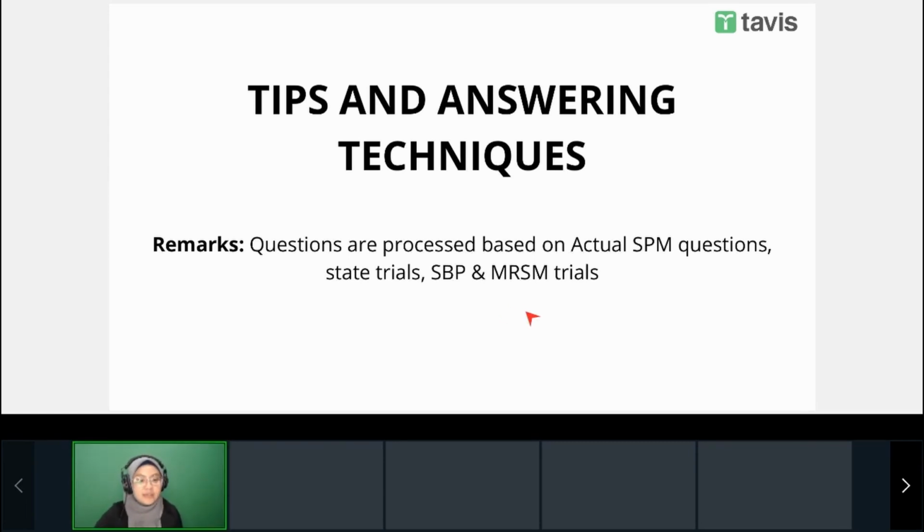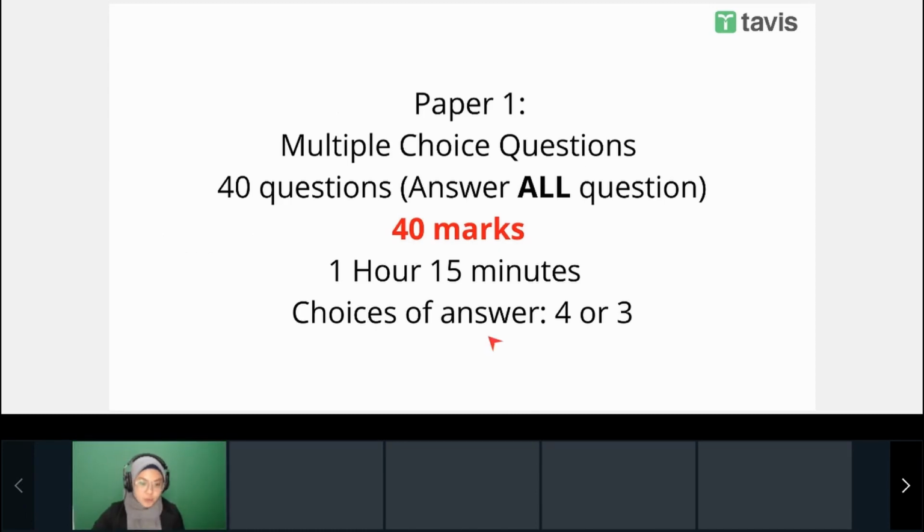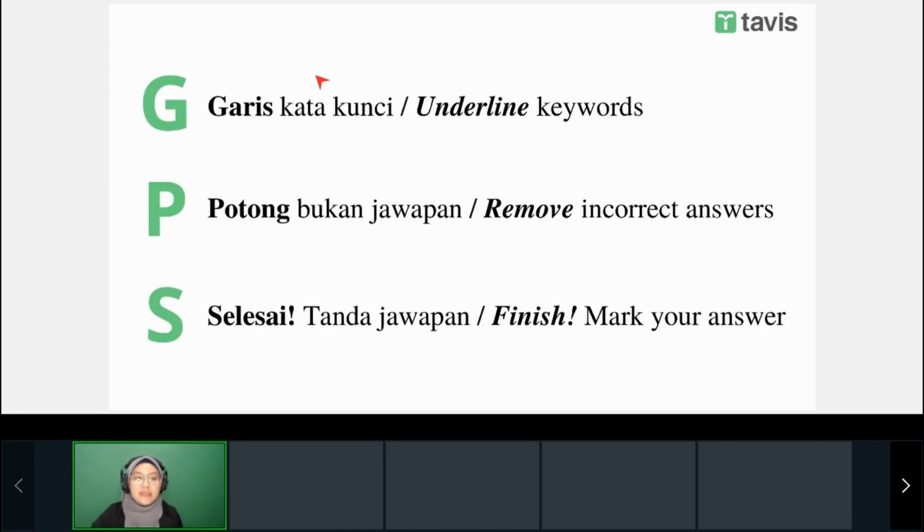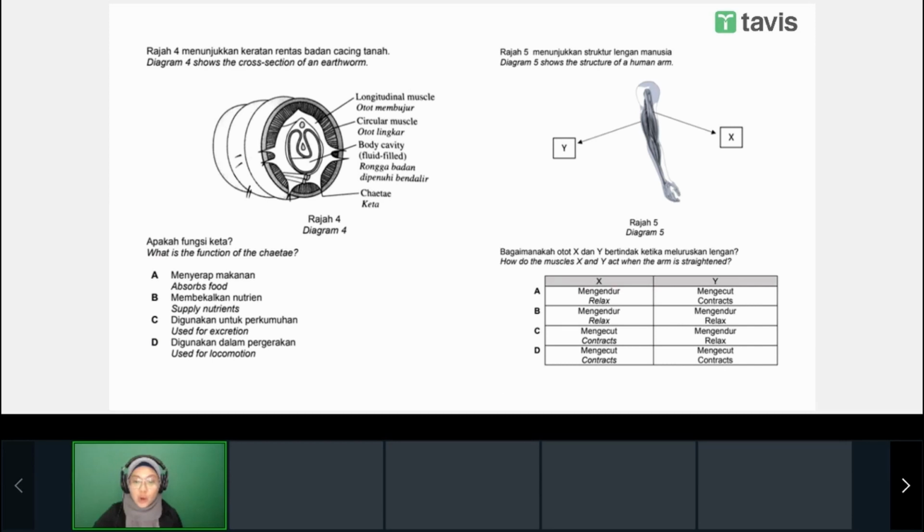Okay, now let's try to answer questions from paper 1 by applying the GPS technique. G for garis, underline your keyword. P for potong, remove the incorrect answer. And S for selesai, finish and transfer your answer into the OMR paper. Okay, diagram 4 shows the cross section of an earthworm. We do learn about earthworm just now. Earthworm has a circular muscle and a longitudinal muscle. Circular was the one over here, and the longitudinal muscle was the horizontal one.